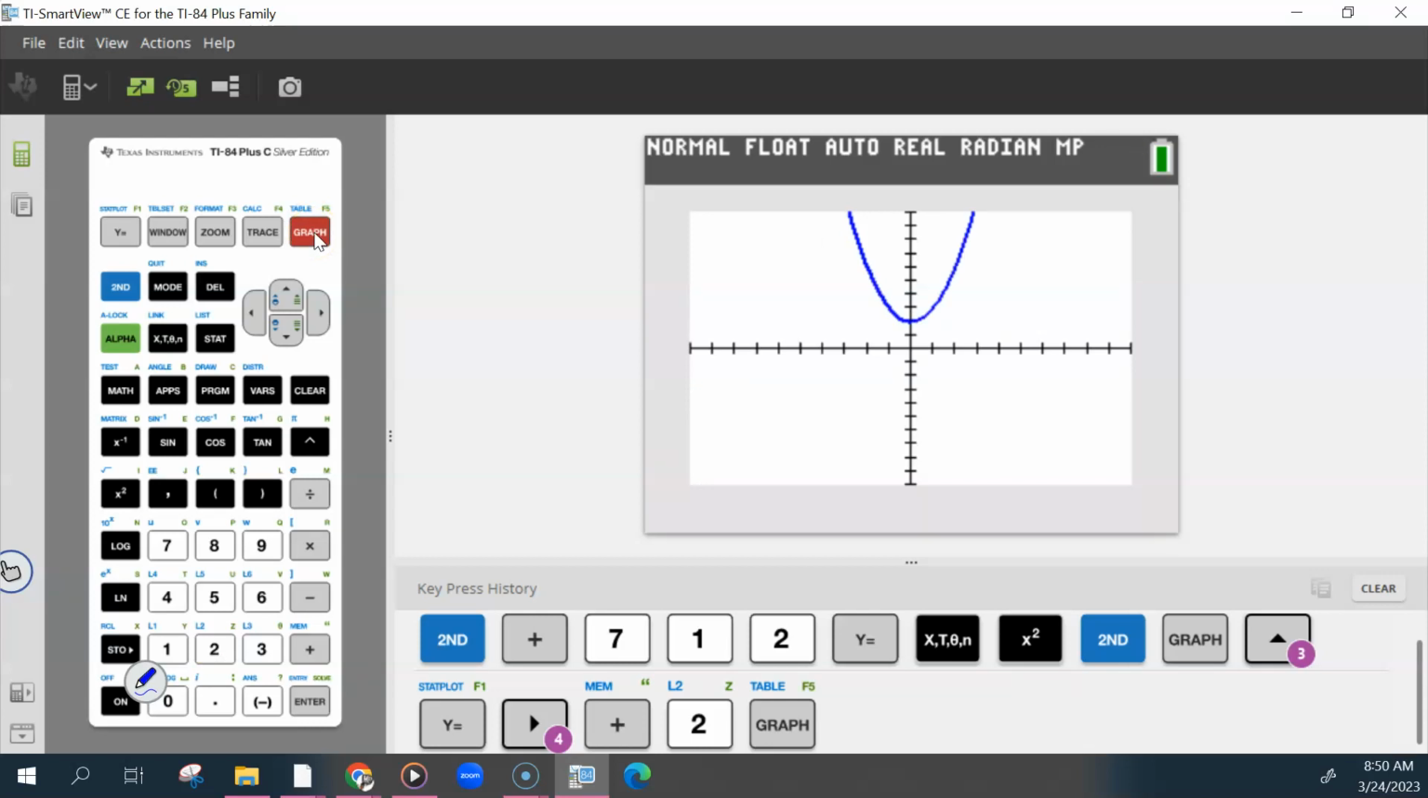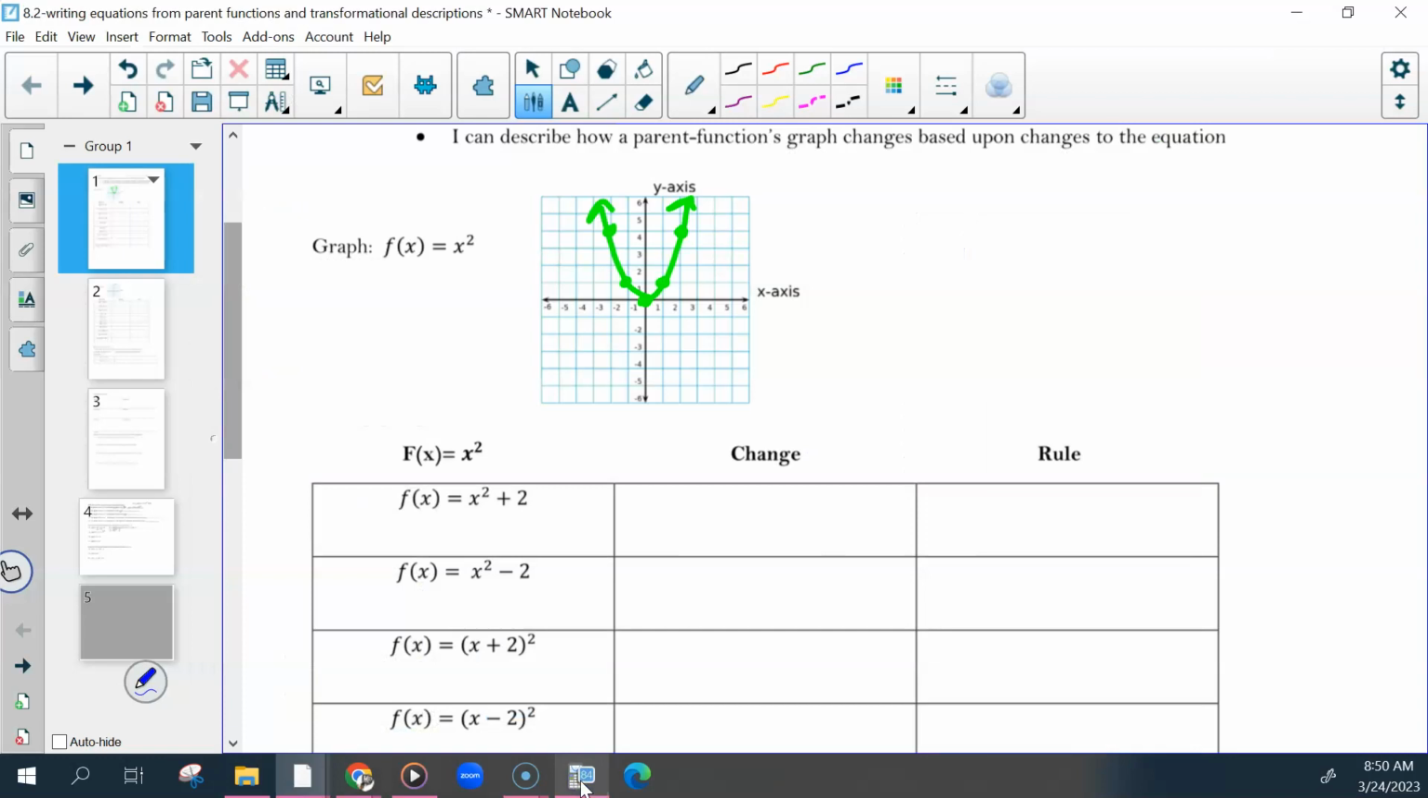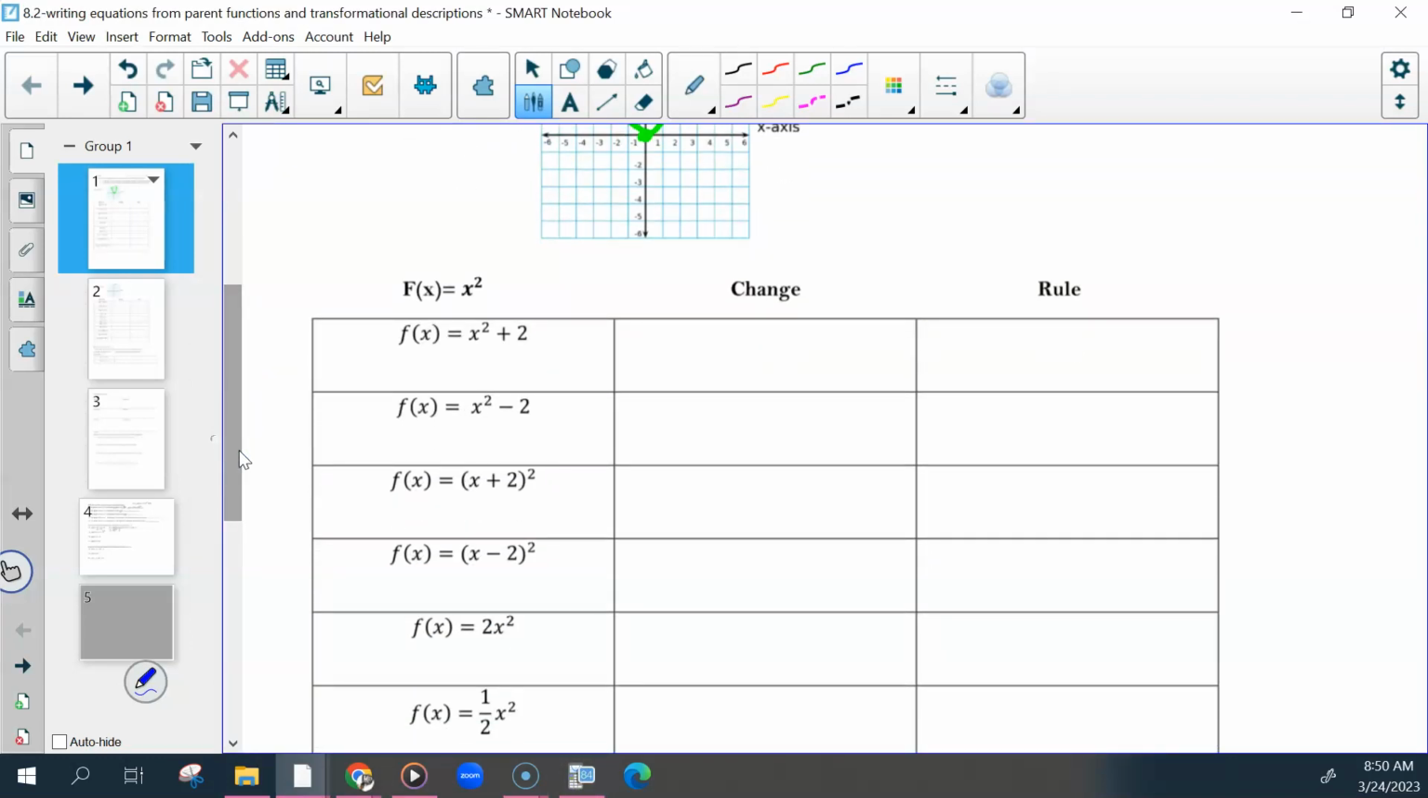What is different from this compared to our parent function? Chris? It went up 2. So that would be our change. Went up 2. So it's good to note what it actually did, being able to write that out, but then we need to know the actual rules. So we'll list out all these rules and we'll talk about what they actually look like and what they do. This would be a vertical shift up 2.